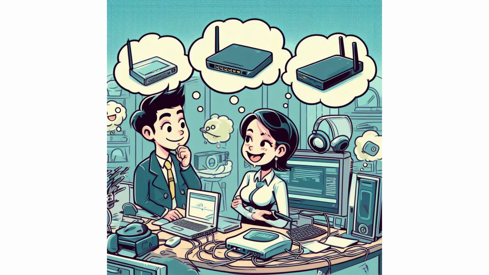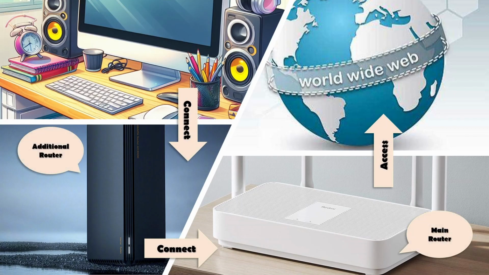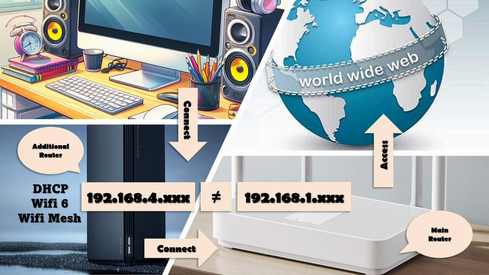This necessitates the use of an additional router. However, due to constraints imposed by the internet service provider on the type of modem that can connect to their service, these routers are unable to connect directly to the internet. The additional router must connect through the main router. Occasionally, the additional router needs to activate DHCP to enable functions such as Wi-Fi 6 or Wi-Fi mesh. This will create a separate subnet, which requires further configuration if you wish to continue port forwarding.